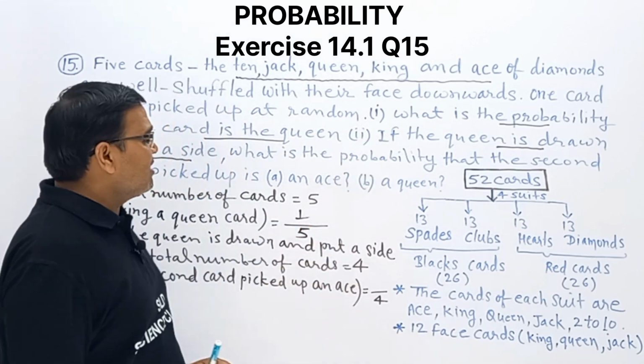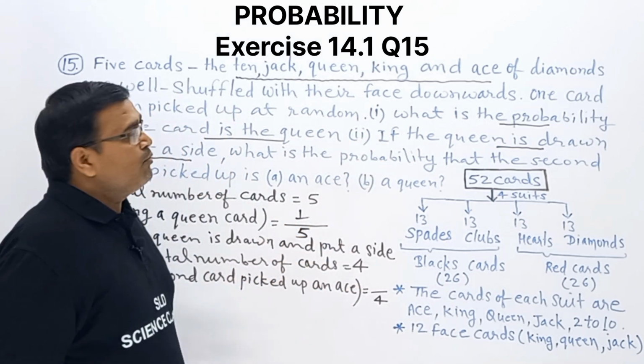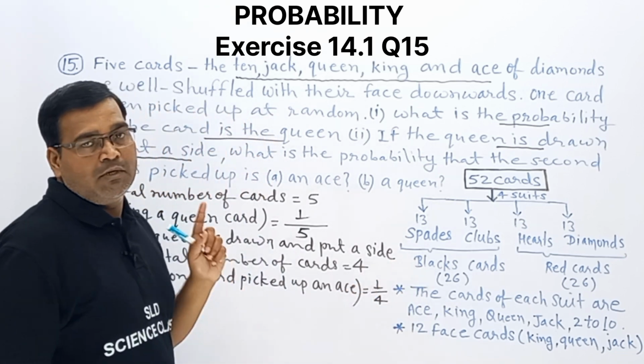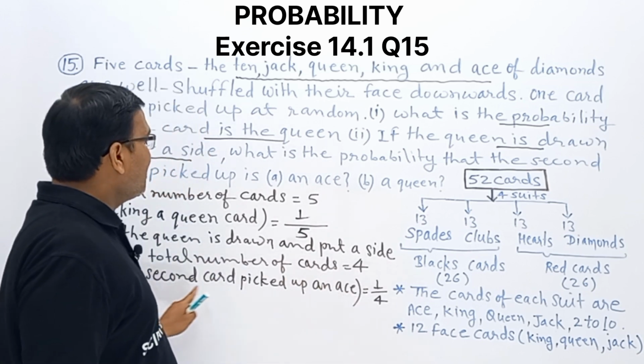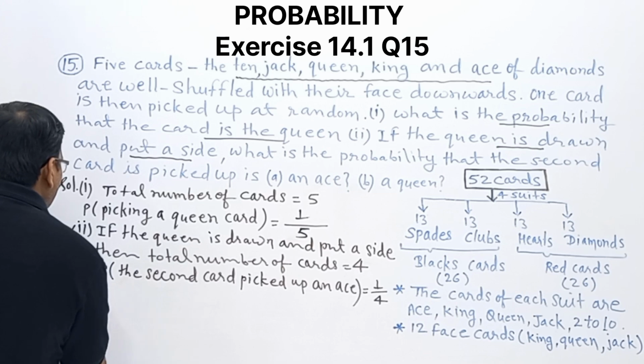Out of these 4 cards, what is the probability of picking an ace? We have 1 ace, so the number of favorable outcomes for the second card will be what? 1. 1 divided by 4. This is the probability of the second card picked up being an ace. Clear? Now the second one.